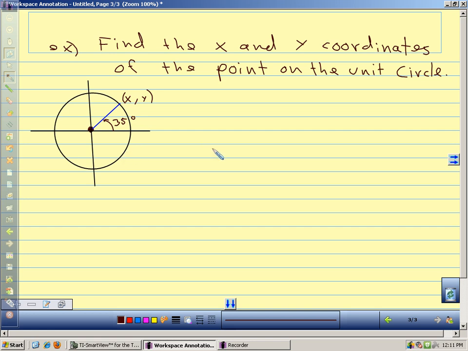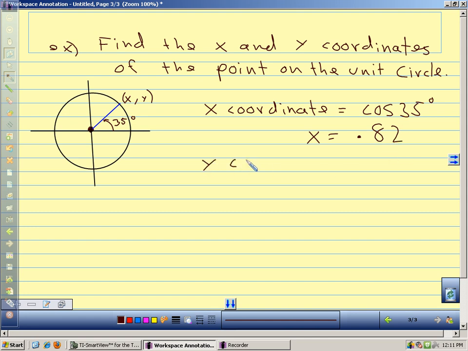So we're on the unit circle. It tells us this is a unit circle. We want to find the x and the y coordinates. The x coordinate is just the cosine of the angle. So x equals cosine of 35. We plug that into our calculator, and I get 0.82.